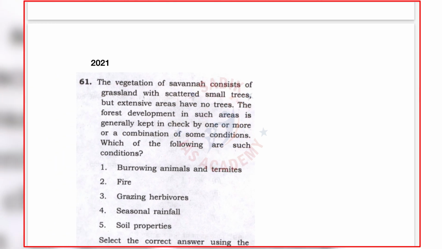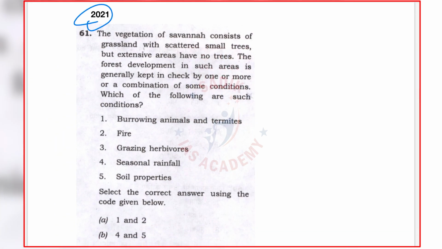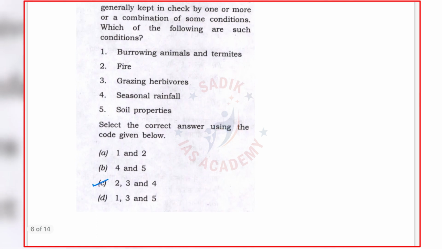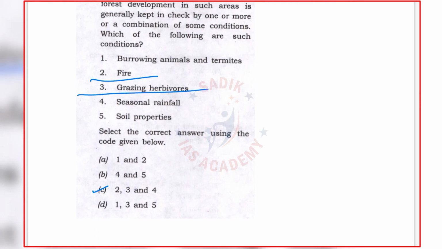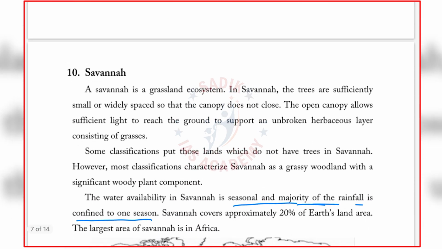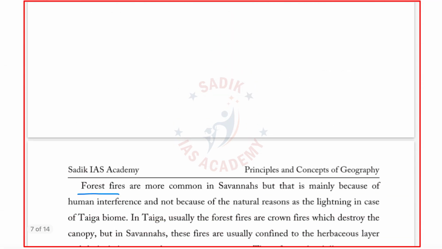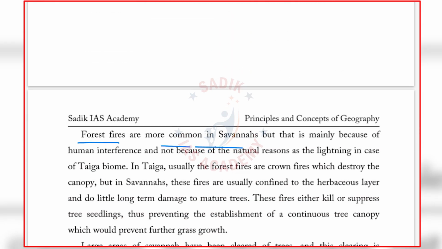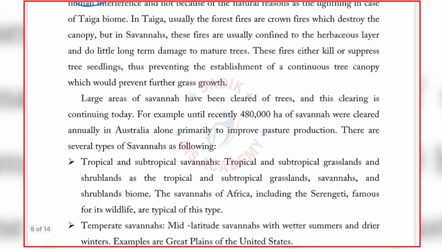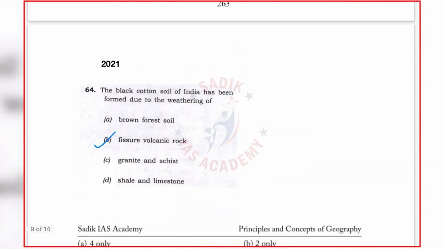For example, savanna climate: there is a question in the UPSC 2021. They asked whether the savanna is known for fire, grazing of herbivores, seasonal rainfall. They have asked the same thing I have given in the book also: savanna, seasonal rainfall, forest fire. Sentence by sentence, forest fire is a common phenomenon in savanna. So like this, I think the book has got fundamentals, and the questions are also directly taken.